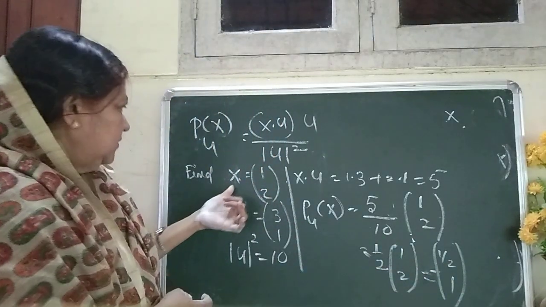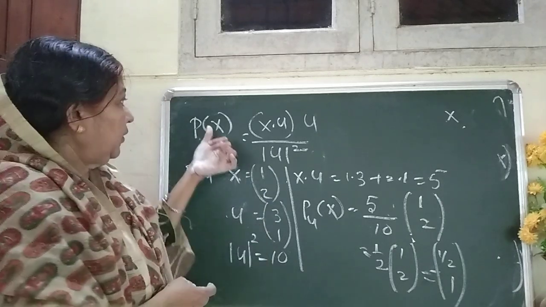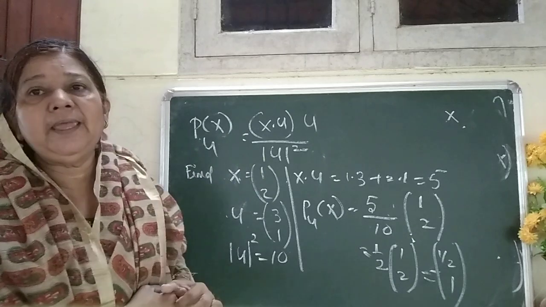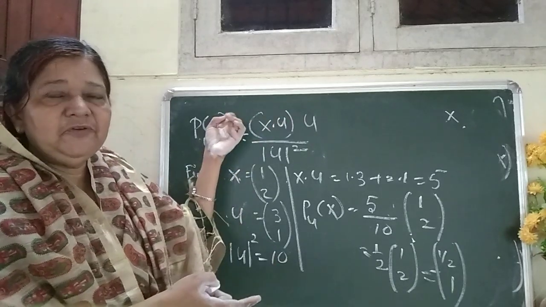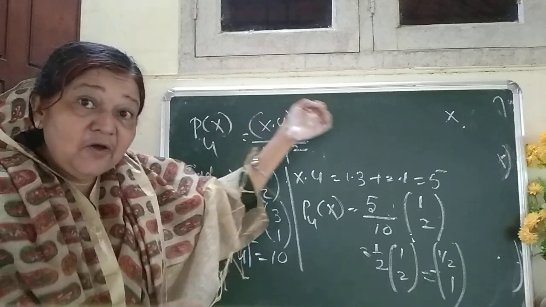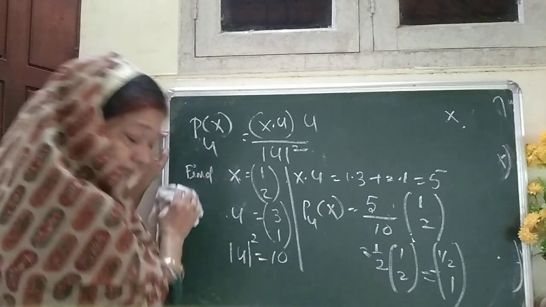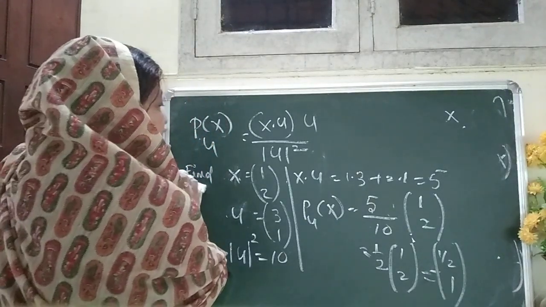It is very important. Find the projection of this vector along u. So Pu of x equals x dot u into u by modulus of u squared. Along which vector? That is u. We have to find the projection of any vector along a vector. Then we can find the angle between the vectors.